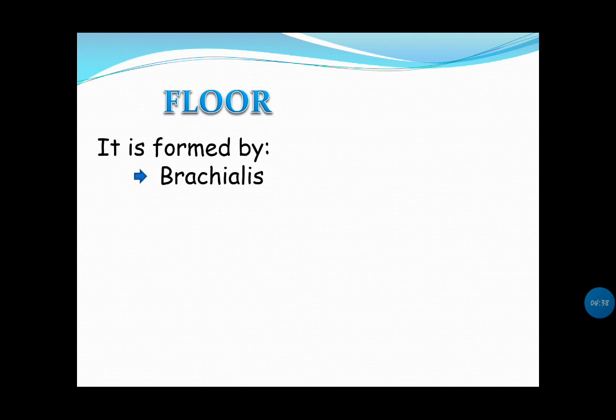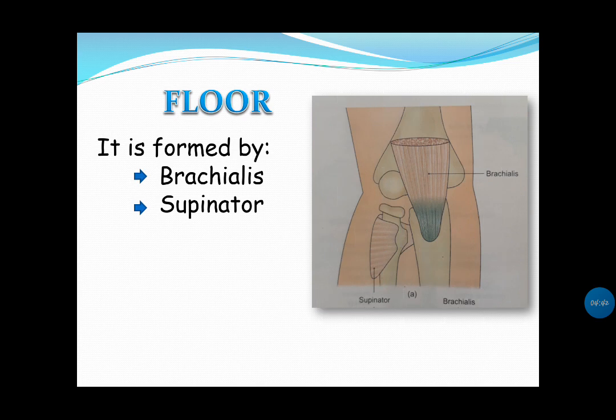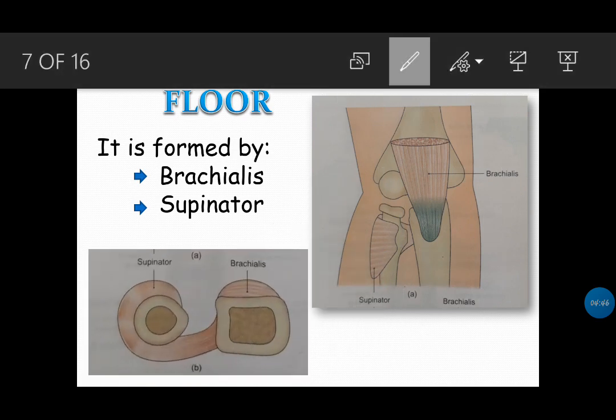So next heading will be the floor of cubital fossa. It is formed by two muscles, and they are the brachialis muscle and supinator muscle. So here this is the brachialis muscle and supinator muscle in this cross section. So here we have the brachialis muscle and this is the supinator muscle. So these two muscles form the floor of the cubital fossa.